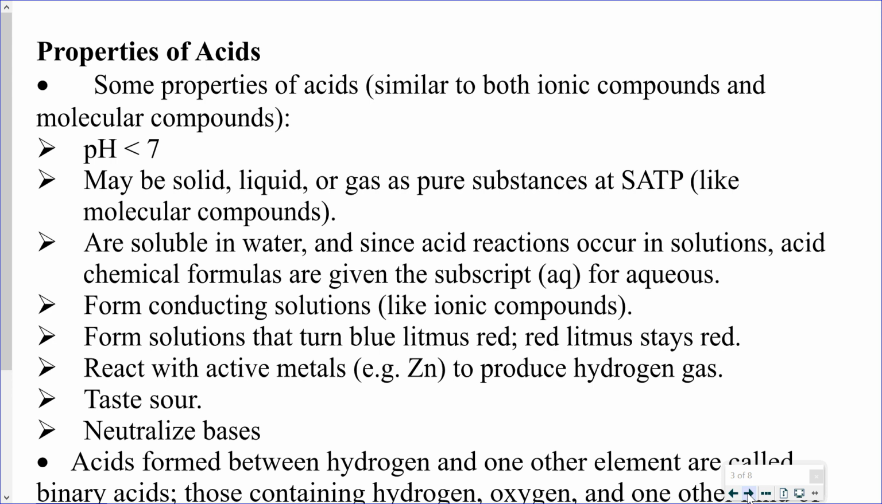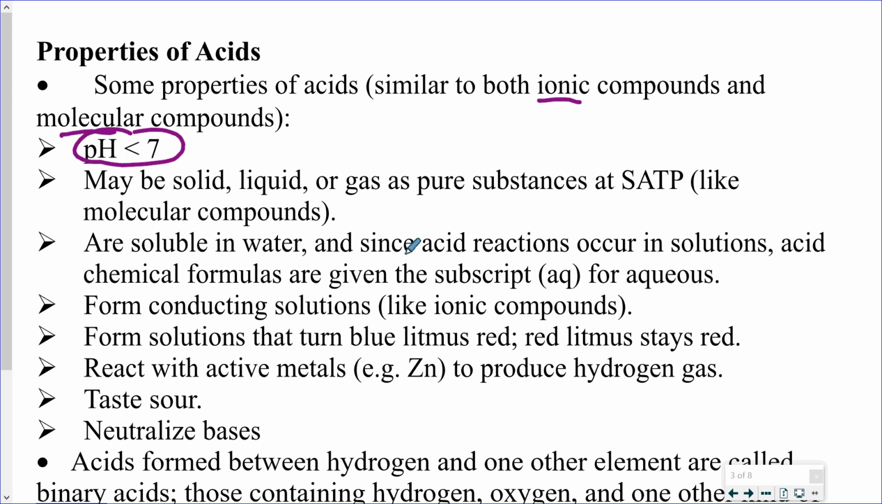You do need to know the properties of both acids and bases. So we'll start with the acids here. We'll do a lab where you'll take a look at a number of these different properties. So acids, in some ways, they're kind of like ionic compounds. In other ways, they're kind of like molecular compounds. Of course, the pH is less than 7.